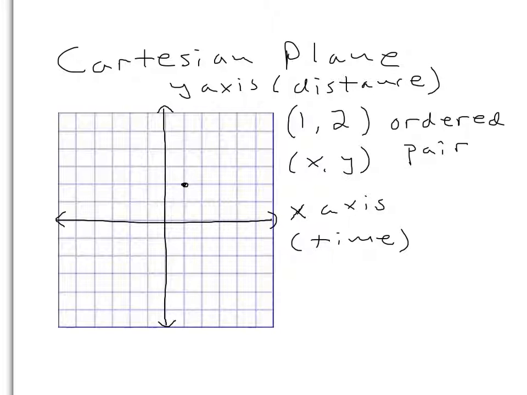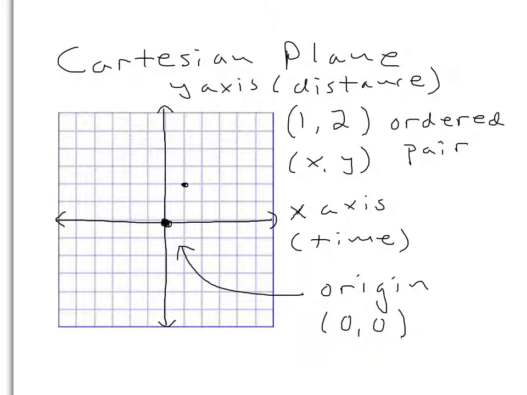A special point on the Cartesian plane is the origin. That's the point right there in the center. So that's the origin. And it has an x-coordinate of 0 and a y-coordinate of 0. You can see the axes divide the Cartesian plane into 4 different parts. These 4 parts are called quadrants, and they're usually labeled with Roman numerals. So this quadrant here is called quadrant 1. This is quadrant 2, quadrant 3, and this is quadrant 4.